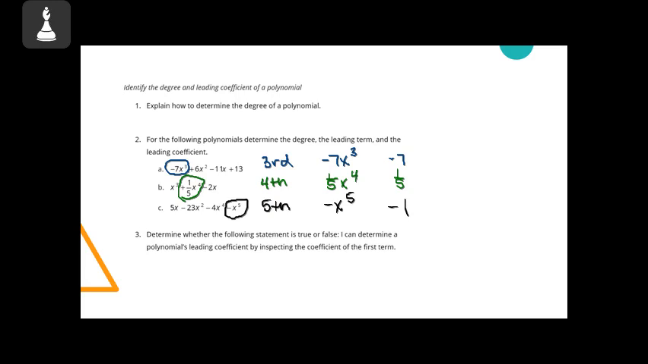So can we, true or false, I can determine a polynomial's leading coefficient by inspecting the coefficient of the first term. Based on this, was the leading coefficient the coefficient of the first term listed? And the answer is no, because there are times they are not listed in the proper form. Proper math form, yes, you would be able to look at that because it goes highest power to lowest power, but they are not always listed in proper form.